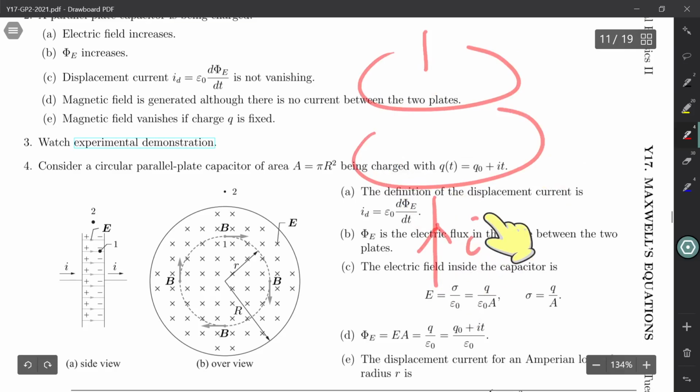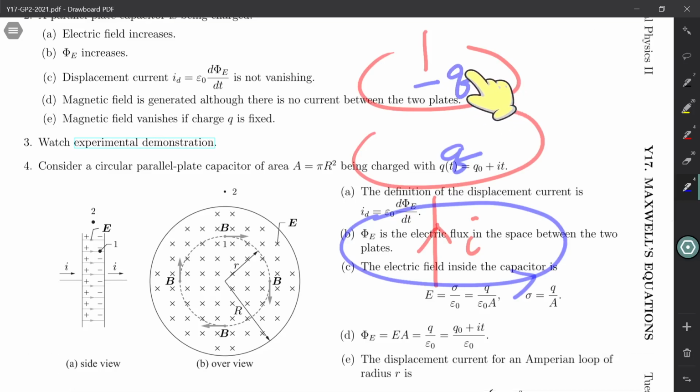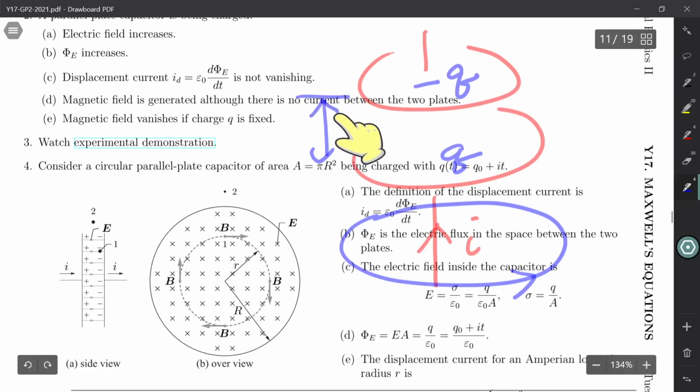Current I is flowing. A magnetic field is produced around the real current. And the current is flowing into the parallel plate capacitor. Then we have charge Q accumulated, and charge minus Q accumulated. Between the two plates, no current.